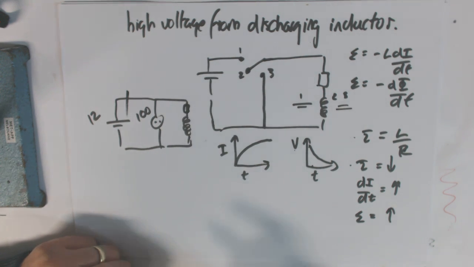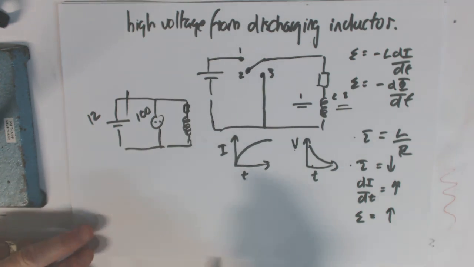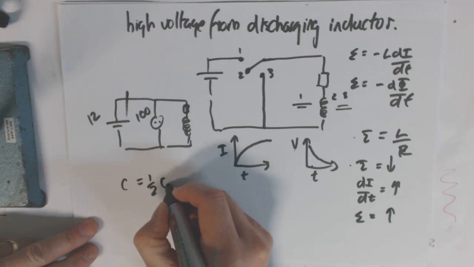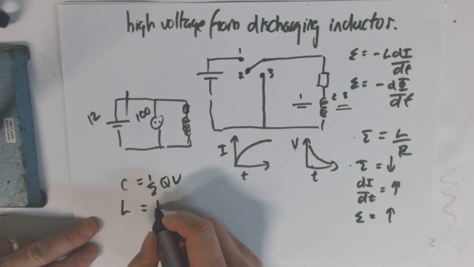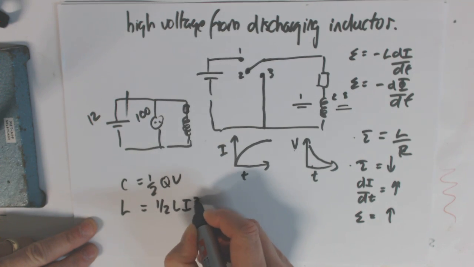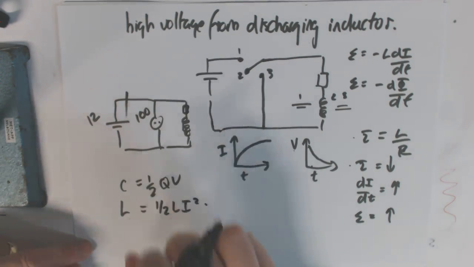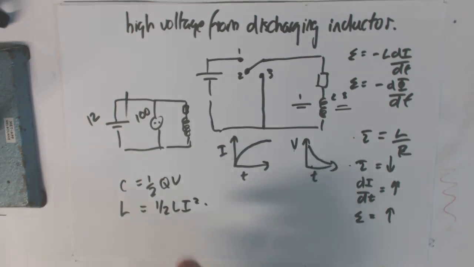Where does the energy come from? It comes from the energy in the field of the inductor. Remember, with capacitors, the energy came from the capacitance. So we had the capacitor energy 1/2 QV, and with the inductor the energy is 1/2 L I squared. So the energy comes from the magnetic field with the inductor, and it comes from the electric field with the capacitor. Quite interesting.